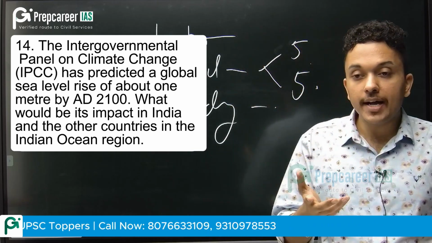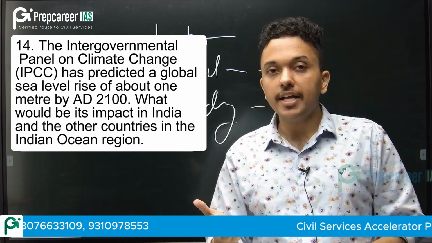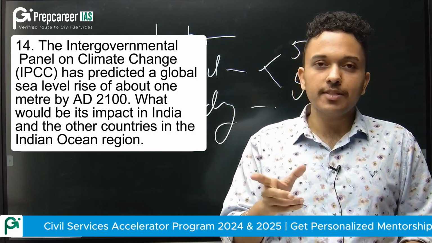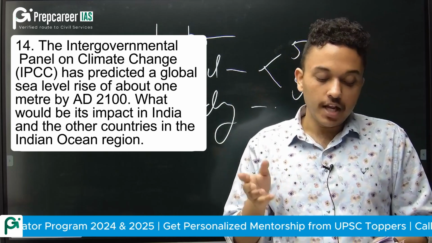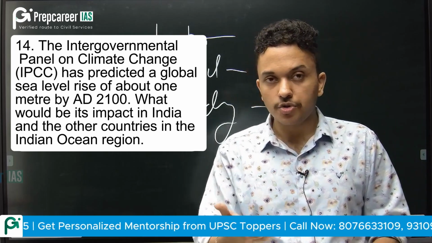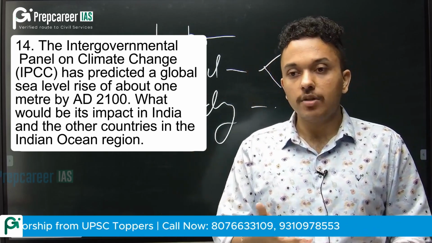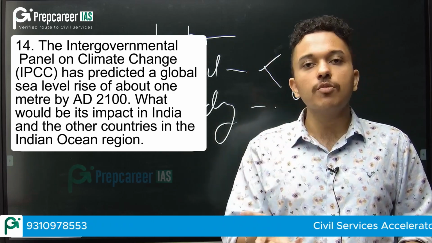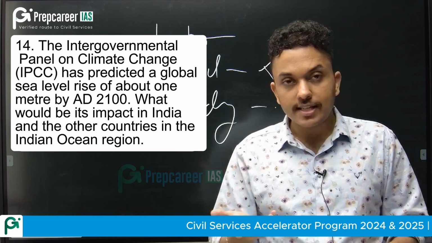Then the next part of the question is the impact on India and Indian Ocean region countries. So again, you can either divide it into 2, but the space might be less, so you can just combine it together. On India, again the same things: coastal erosion in, let's say, Marina Beach in Tamil Nadu, or there are coastal tracts near Alappuzha in Kerala where considerable coastal erosion has happened, or things like agricultural loss.